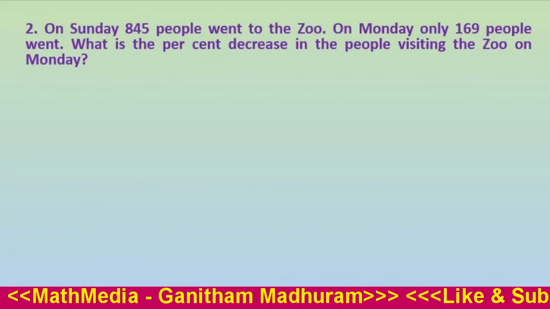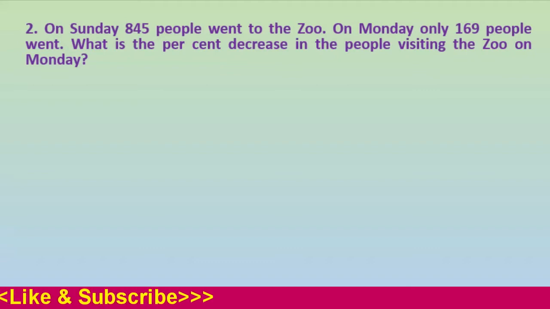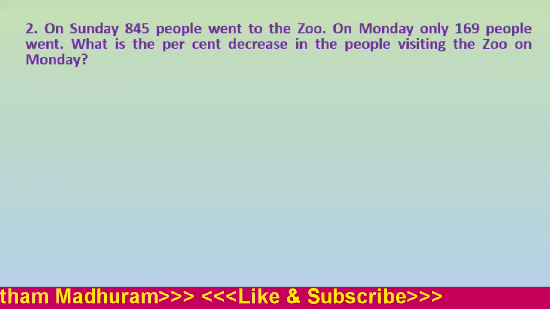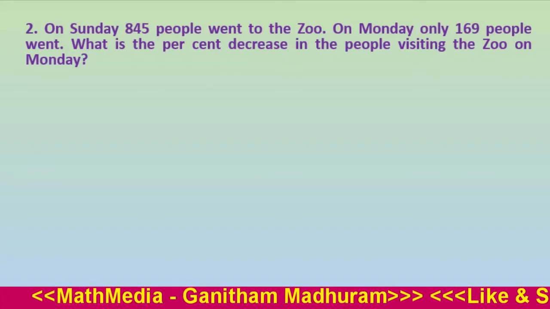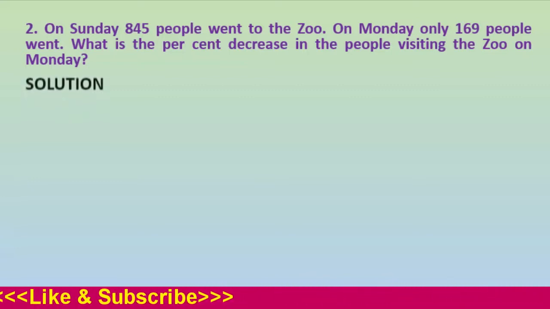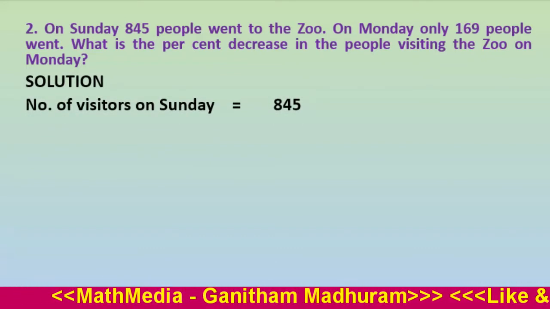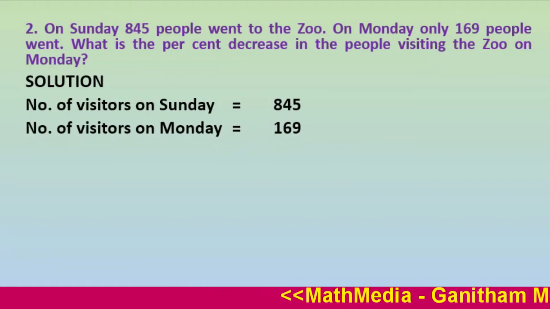Question number 2. On Sunday, 845 people went to the zoo. On Monday, only 169 people went. What is the percent decrease in the people visiting the zoo on Monday? Here we can write number of visitors on Sunday 845, number of visitors on Monday equal to 169.